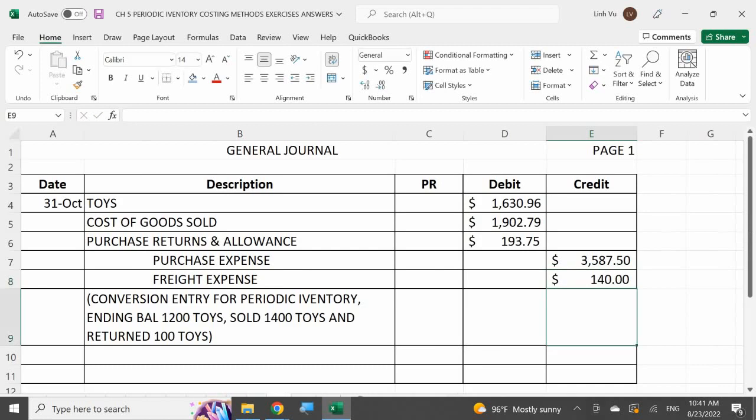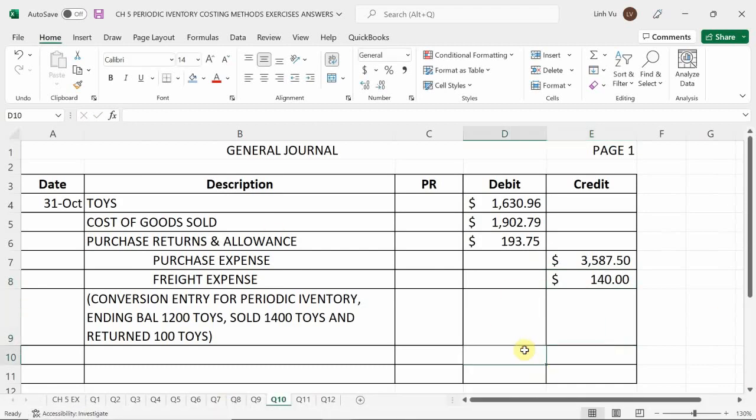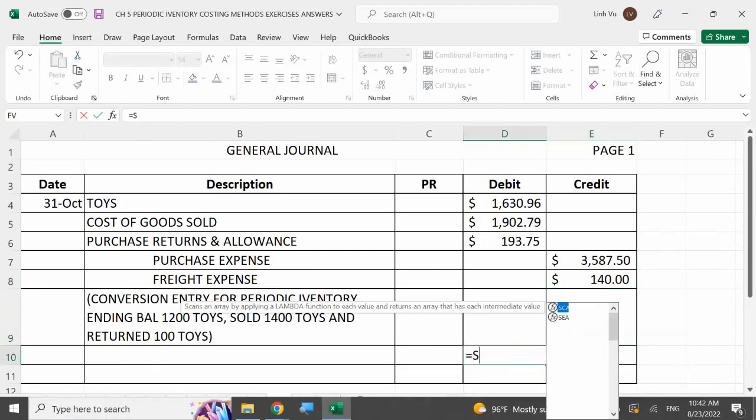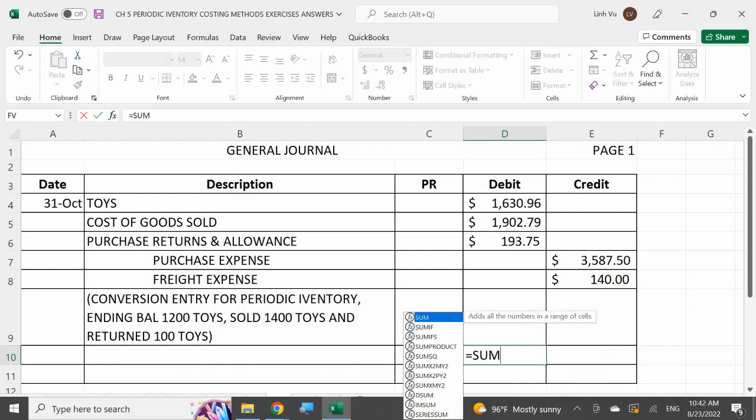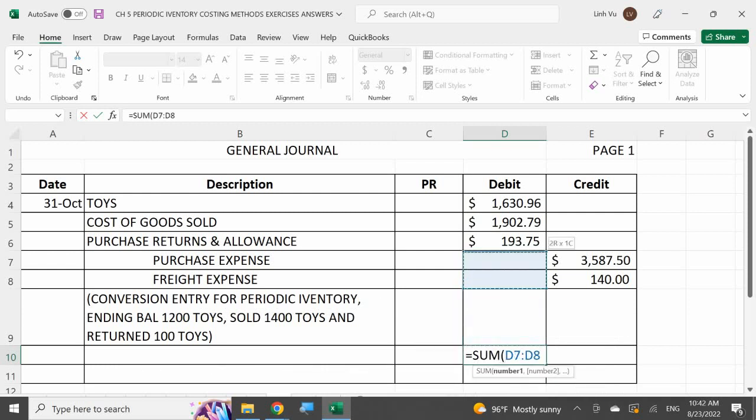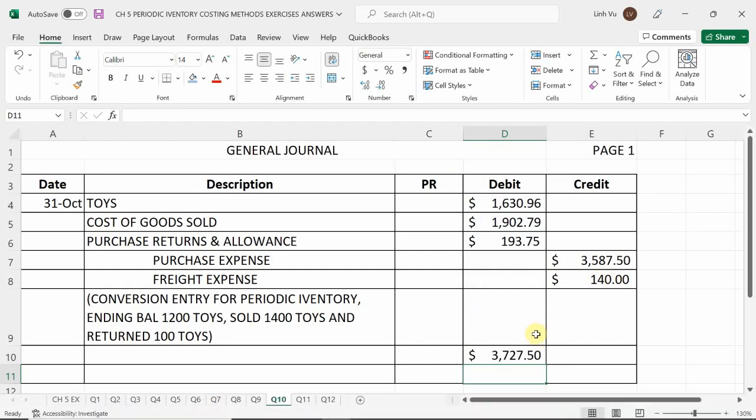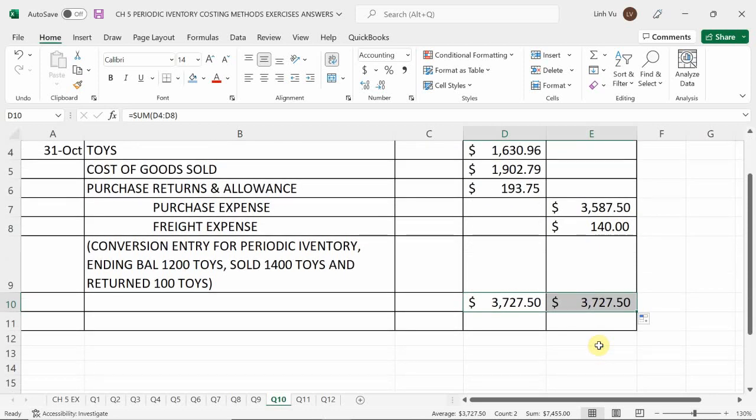So therefore, if I run my formula, these two should match. Okay, so I got $3,727.50 on the left, $3,727.50 on the right. So in this case, boom, done.